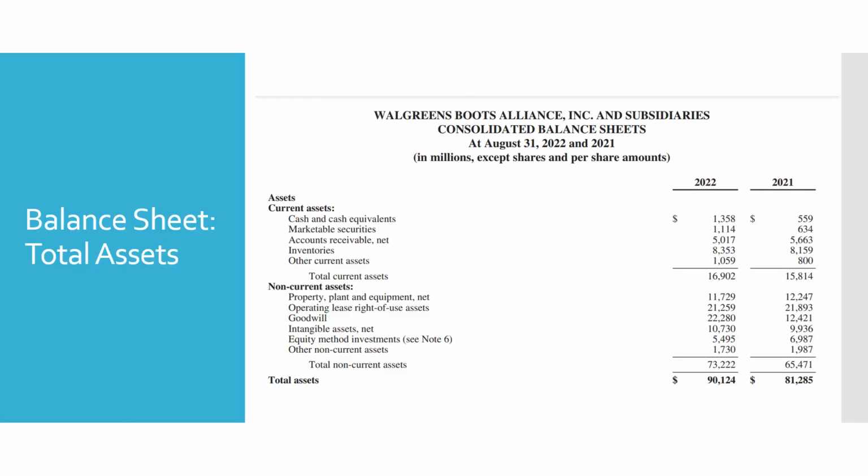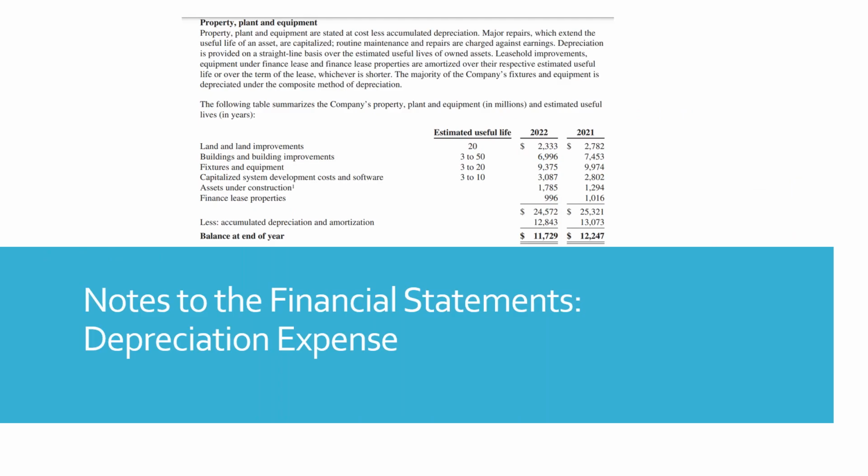We can see property, plant, and equipment, net on our balance sheet. Net means net of accumulated depreciation. We can go look further in the notes to the financial statements to find the total cost of our assets, the average age, how much accumulated depreciation has been charged, and the depreciation method. Here you can read that Walgreens uses the straight line method.